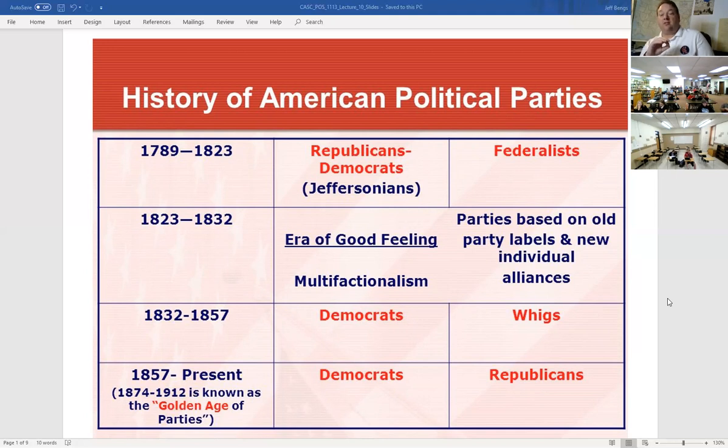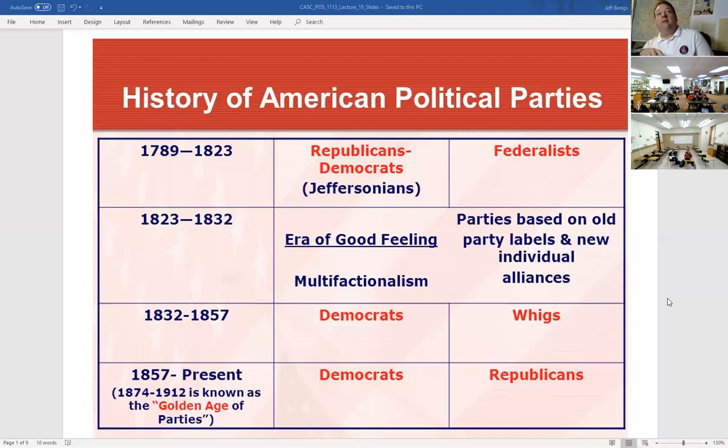So the Federalists were a party that we can, just by the name, understand that they advocated for a strong central government and especially that the government be tied to the economic interests of the nation.